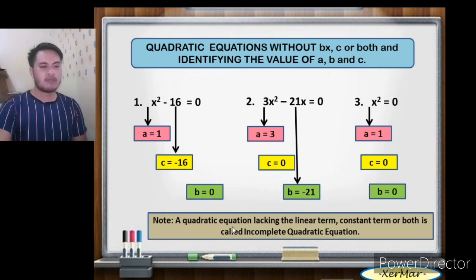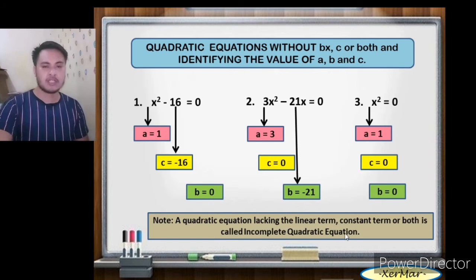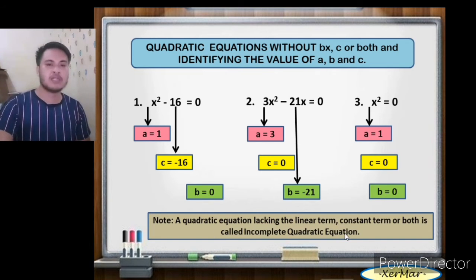Okay, note, a quadratic equation lacking the linear term, constant term, or both is called an incomplete quadratic equation, because the complete quadratic equation has the quadratic term, which is ax squared, the linear term, which is bx, and the constant term, which is c.